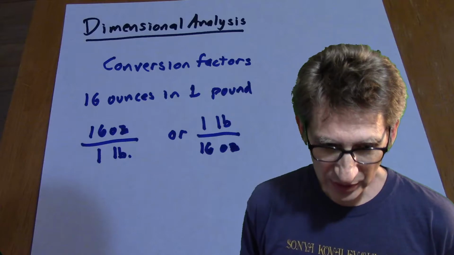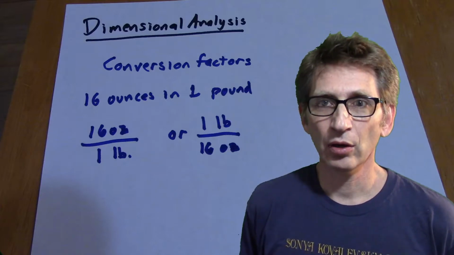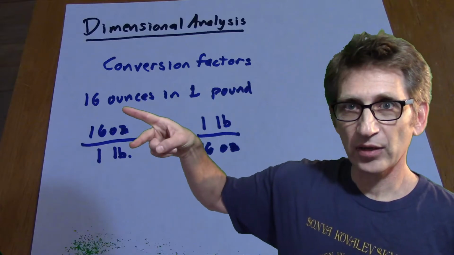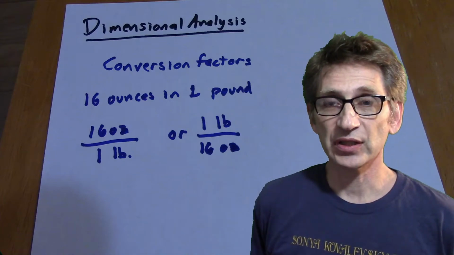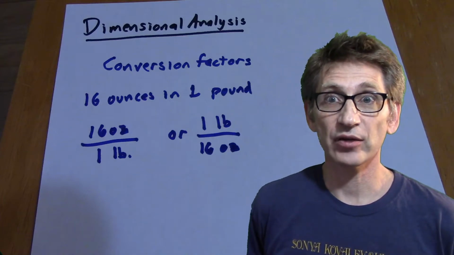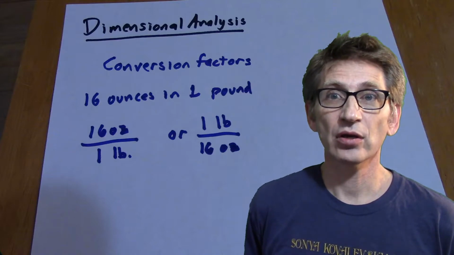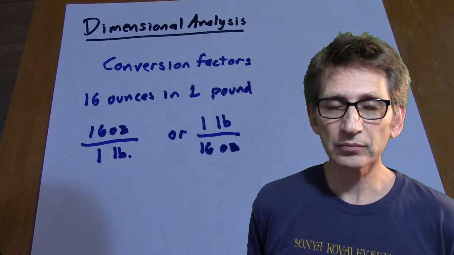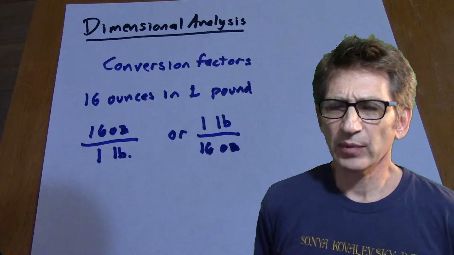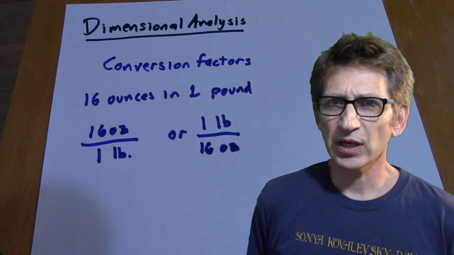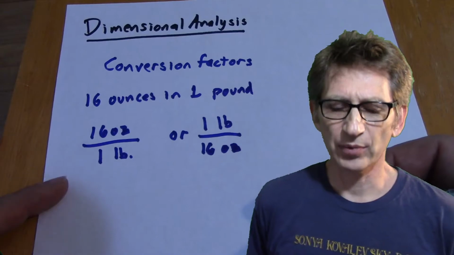So 16 ounces over 1 pound, or if I look at it the other way, I have 1 pound over 16 ounces. That also has a value of 1. So I have two different conversion factors for ounces to pounds. It's going to make a difference which one I use. So let's take a look at a fairly simple example.